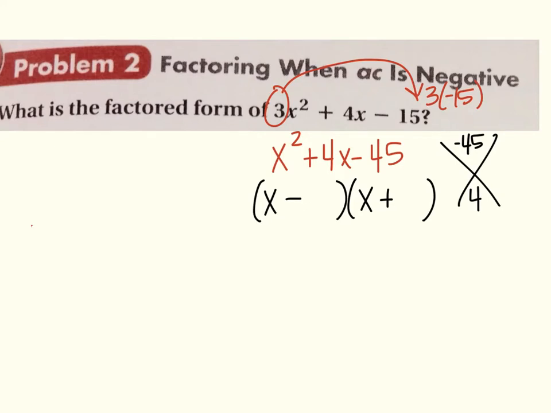So 9 and 5 will multiply to give us 45, and 9 and negative 5 will combine and give us 4. Since the 5 is negative, it goes with the minus, and since the 9 is positive, it goes with the plus. And those are our factors. And now we need to divide by the leading coefficient, which was 3.